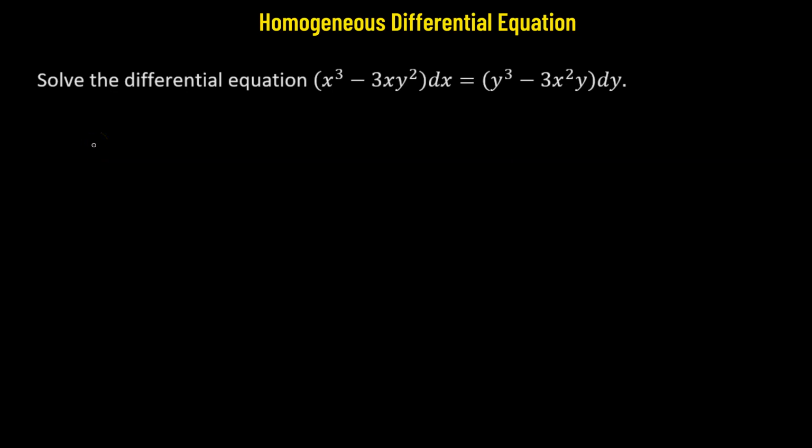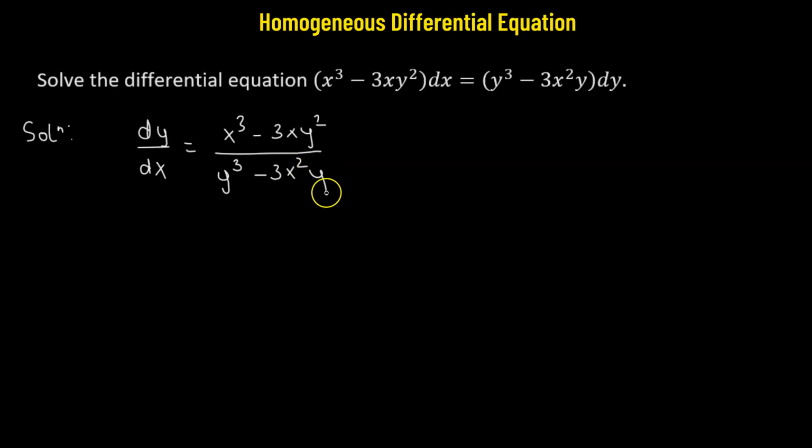So let's solve the following differential equation. We begin by rewriting it as dy over dx. So that will be equal to (x cubed minus 3xy squared) divided by (y cubed minus 3x squared times y).